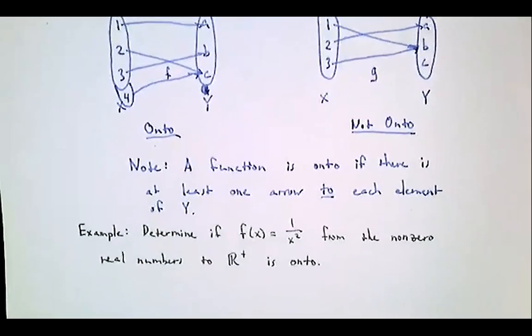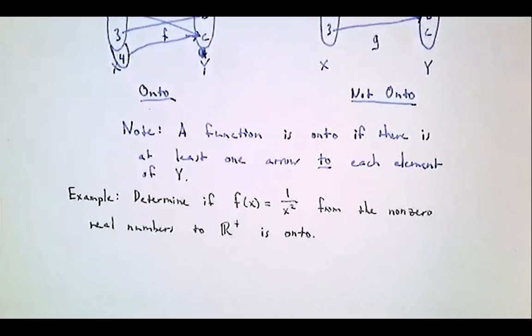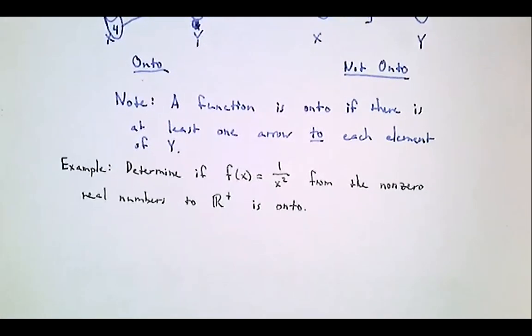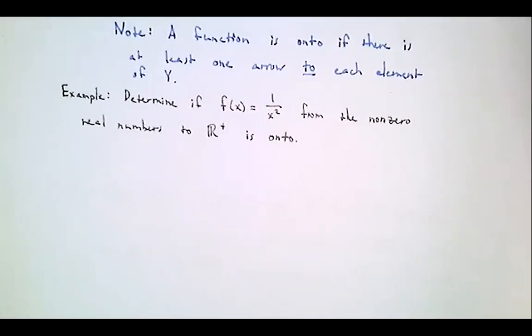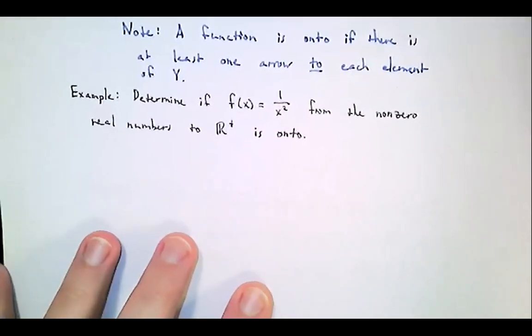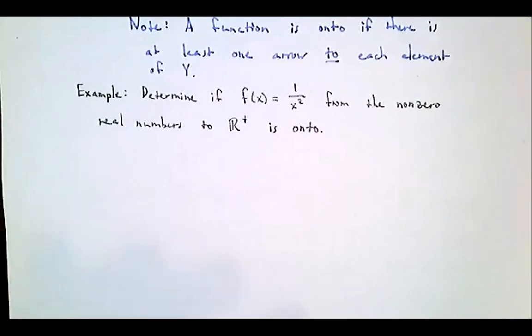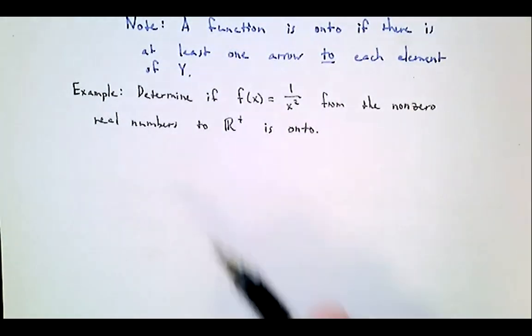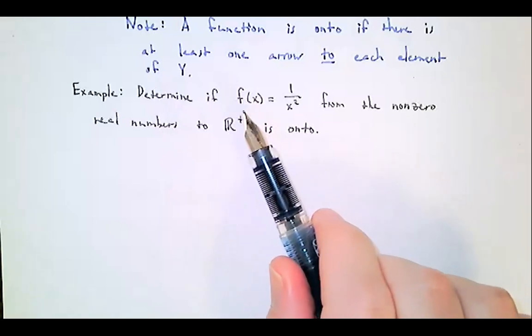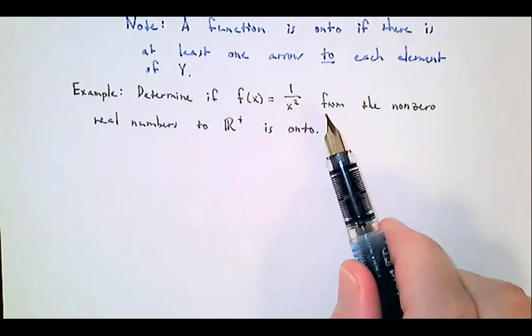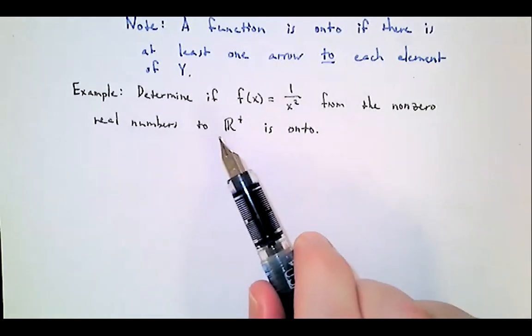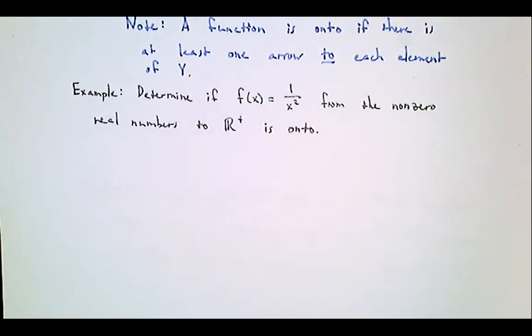So to wrap up our discussion of onto functions, let's look at another example where we're looking at the more usual kind of notation, where we're given a rule for our function instead of a set. So here's my function f, and we know f of x is equal to 1 over x squared, and this is from the non-zero real numbers to the positive real numbers, and I want to determine if it's onto.